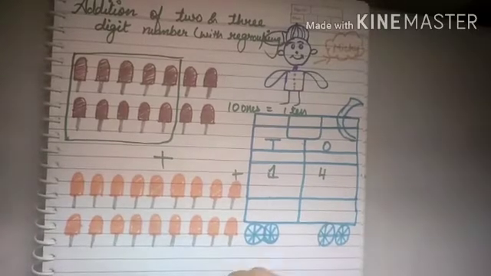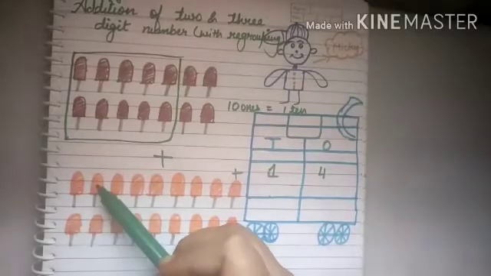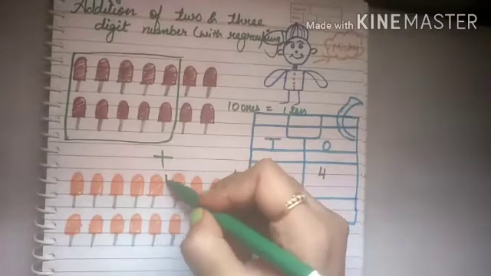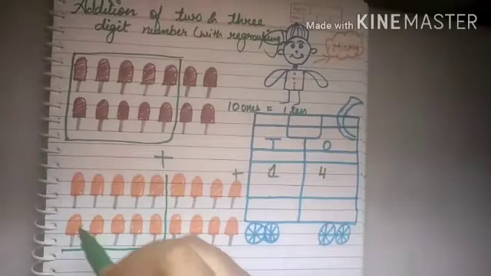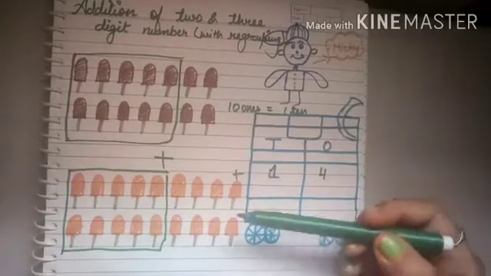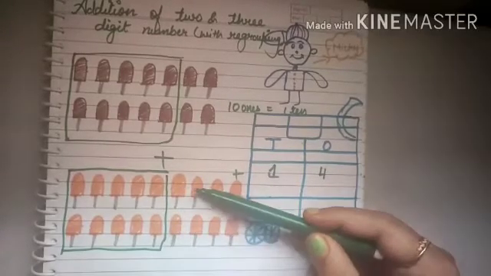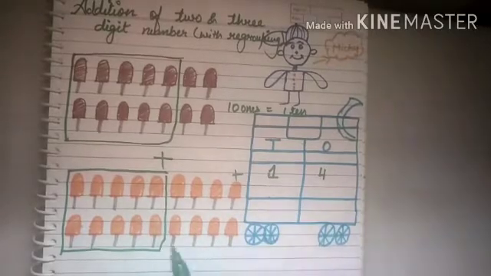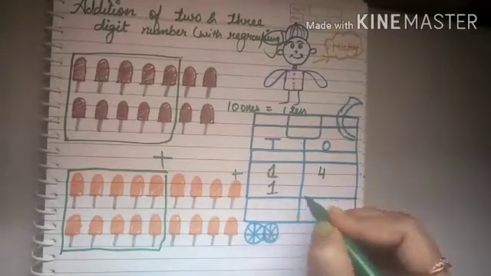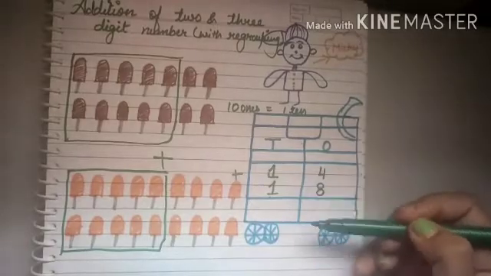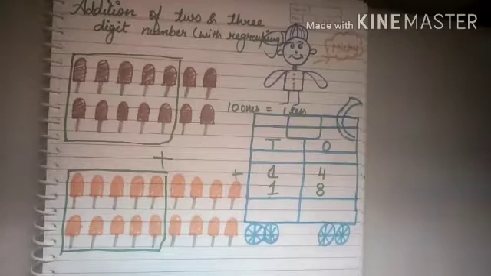So let's make a group of 1 ten. 1, 2, 3, 4, 5, 6, 7, 8, 9, 10. So here I am going to make a group of 1 ten. Okay. Now see how many ones are left. 1, 2, 3, 4, 5, 6, 7, 8. 8 ones are left. So 1 ten and 8 ones. Now what will we do? We will add them to find out how many ice creams Mickey has bought.